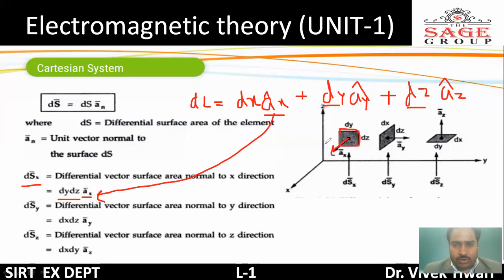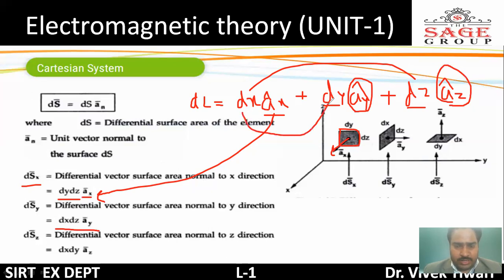In the same way, if we want to calculate the surface in the direction of ay, we multiply dx and dz, and its direction will be ay. Similarly, for the surface in the direction of az, we simply multiply dx and dy. Here we can see dsz equals dx dy az. So if we know dl, we can easily calculate ds and dV.